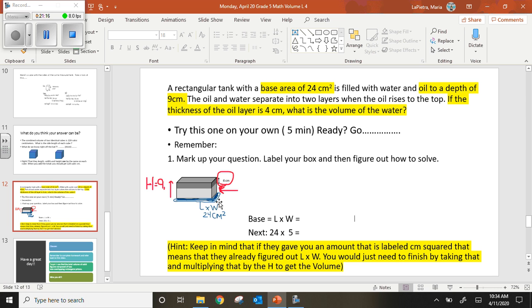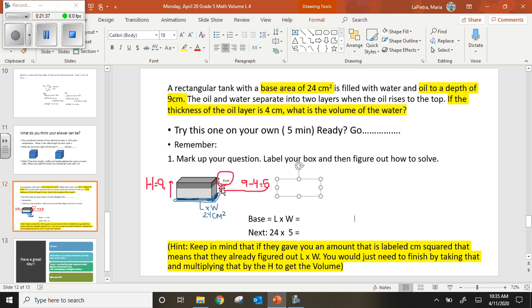This is giving us the height. So we could figure out the base times our height, which is going to give us our volume. Okay. So what you should have for this should be 9 minus 4 equals 5. So that will give us the height for the water. That's very important. If you notice, 4 plus 5 equals 9, and that's how we found this answer. 9, our total, minus 4 gave us our 5.